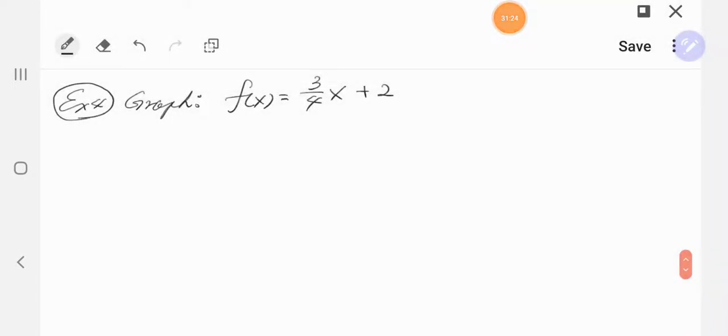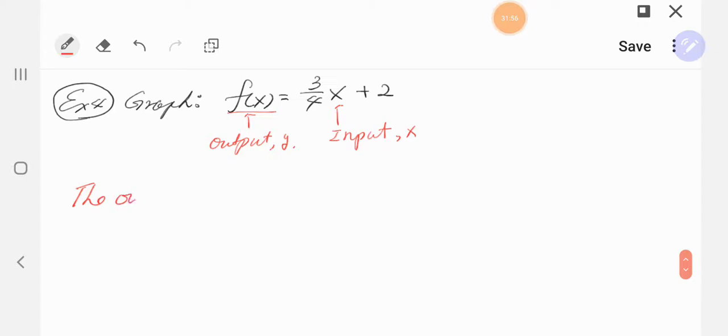Okay, example 4. Okay, we want to graph this function. Graphing a function means, okay, we know that x is input, right? X is the input. And then f of x, this is y, right? Y, this is the output. Input and output. Sometimes we call the input value x. Okay, let me write it. The output y depends on input, right?